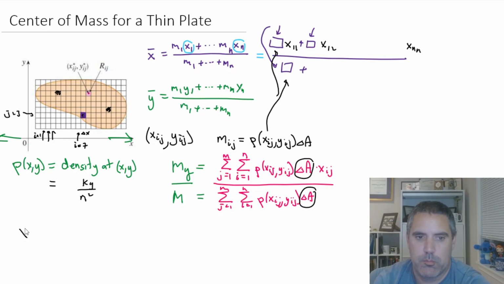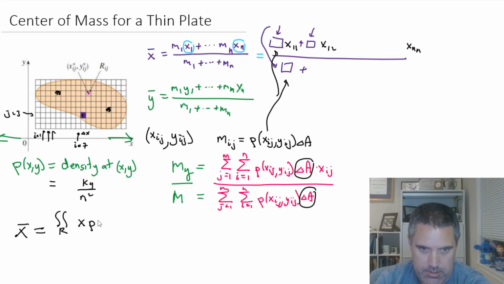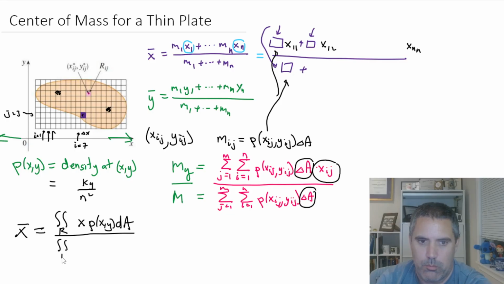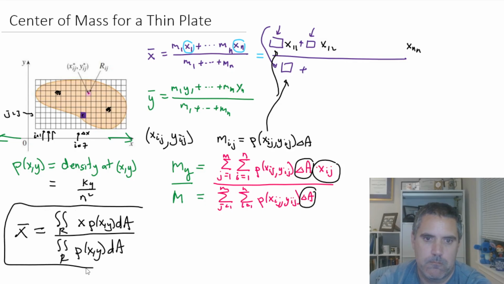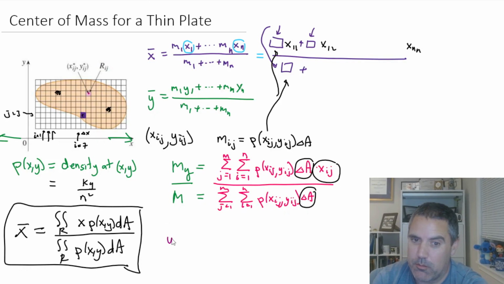So we say x bar is the double integral over the region of x times the density dA. And that's where that x is coming from. And then the bottom is the total mass. And that's it. And then you can do the exact same thing for y bar.